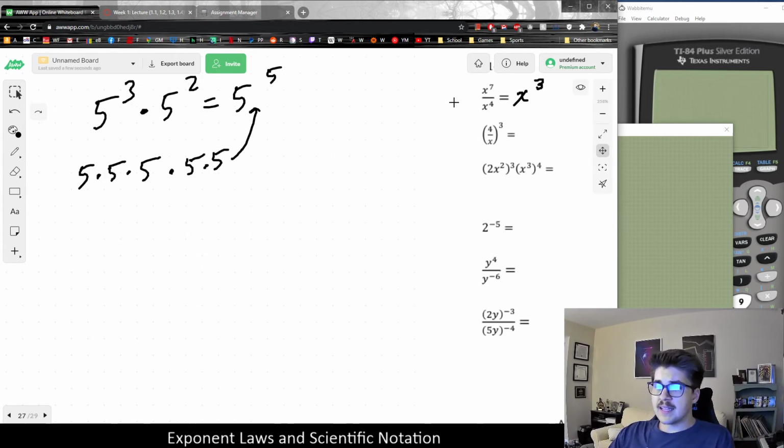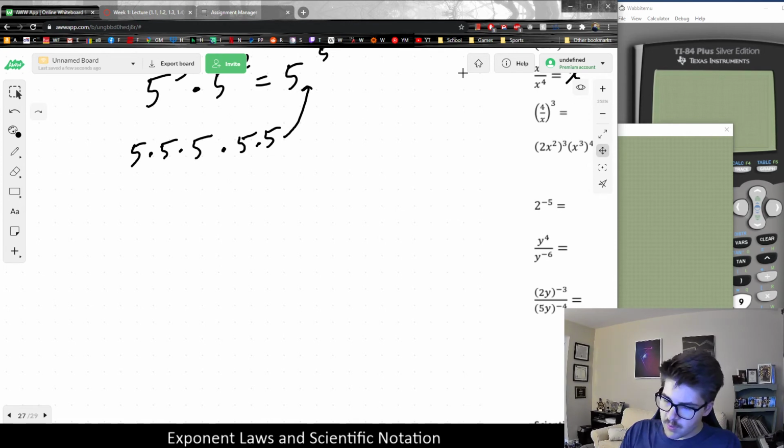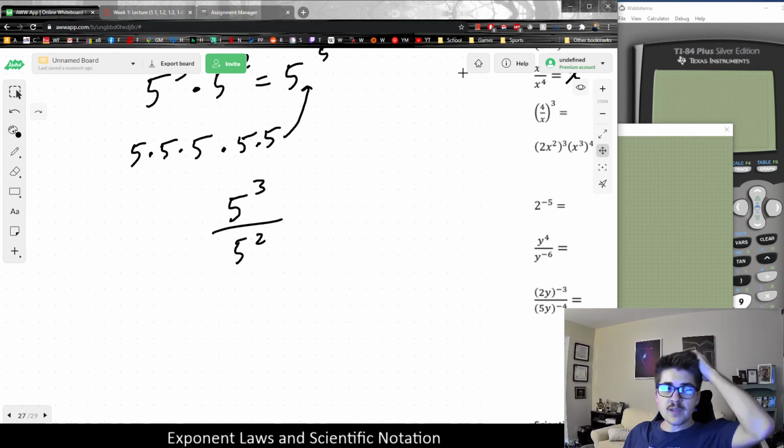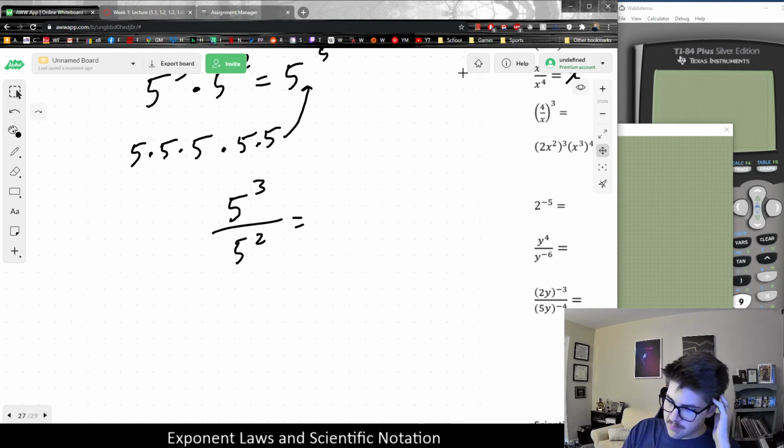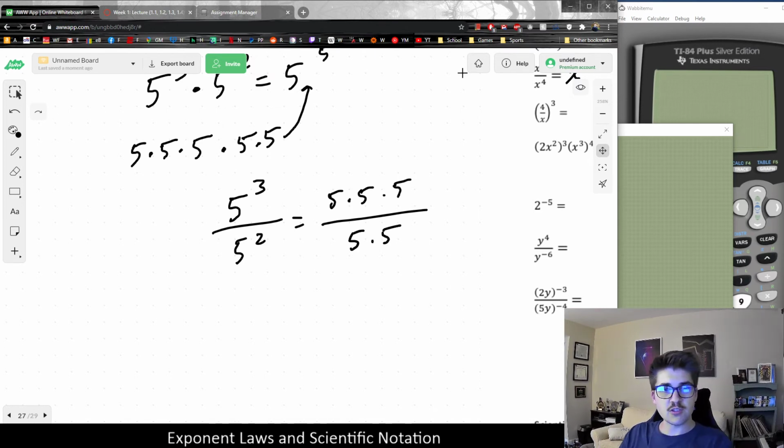But again, why? Let's just use an example with numbers. Let's say we're doing 5 to the third over 5 squared. Well, if I were to write them out in expanded form as I did before, what I would have is 5 times 5 times 5 over 5 times 5. Or if you were to just do the math, that's 125 divided by 25. And if I took 125 divided by 25, that would actually just leave me with 5 due to the property of fractions, which is the common factor property.